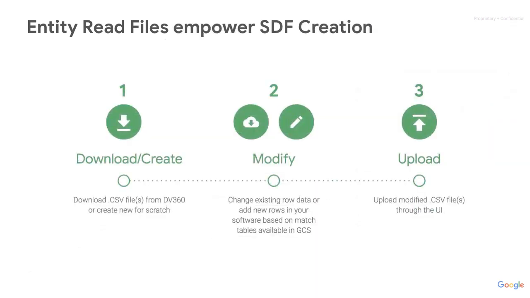Also here, 3 simple actions, as we did with the SDF. You can do it with the entity read files as well. So you can download and create: download the CSV from your platform, or create a totally new one from scratch. Modify it, so you can change your existing data, add new rows if you need to, and also match them with the values available in the table in Google Cloud Storage, and then upload the modified CSV through the UI or through the API.